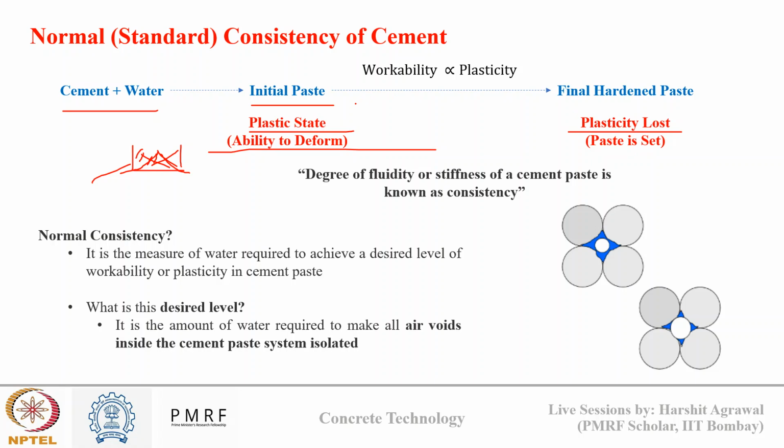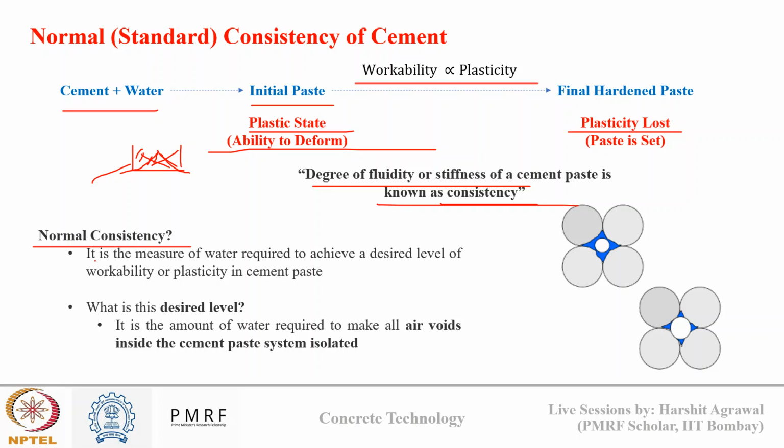So we can say that the workability or flowability of my cement paste is directly proportional to the plasticity. The higher the plasticity, the more the workability; the lower the plasticity, the lower the workability. This degree of fluidity or stiffness or workability, any term we can take for cement paste, is known as the consistency of cement paste. What is the degree of fluidity or plasticity of a cement paste is known as the consistency of that cement.